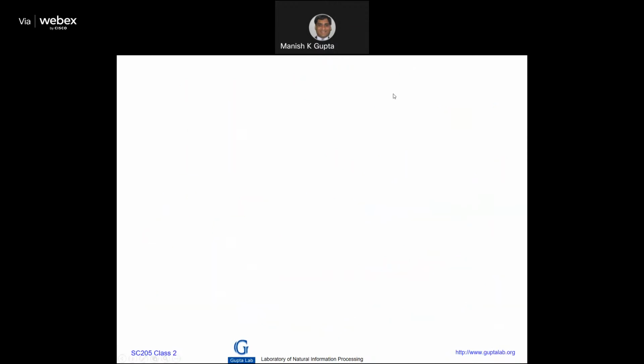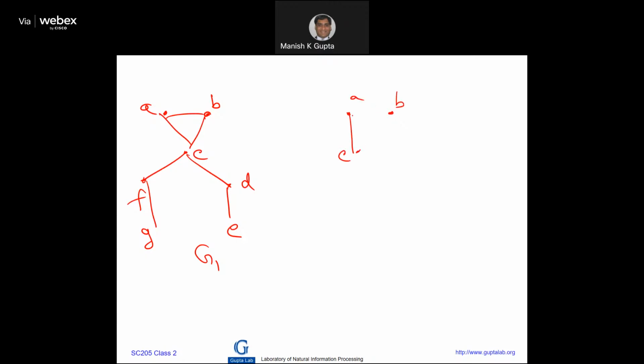Let us look at another example. A, B, C, F, E, G, E. This is a graph. Another graph is A, B, C, and D, E, F. These two graphs are there, G1, G2. Which one is connected graph? G2 is connected?